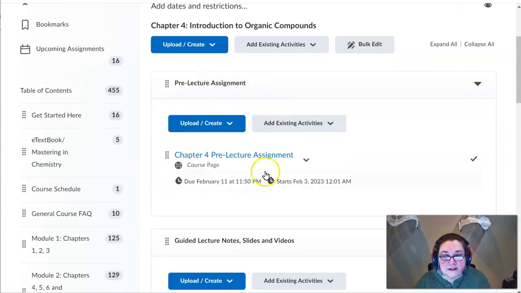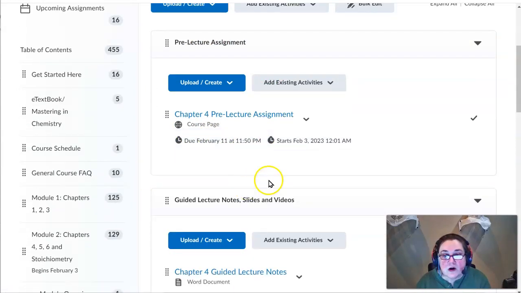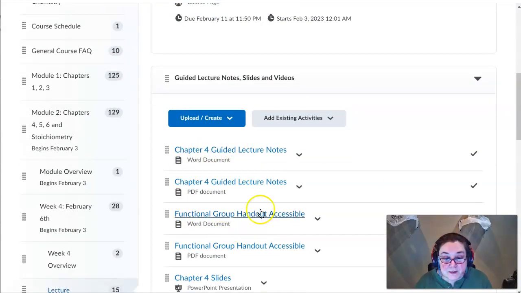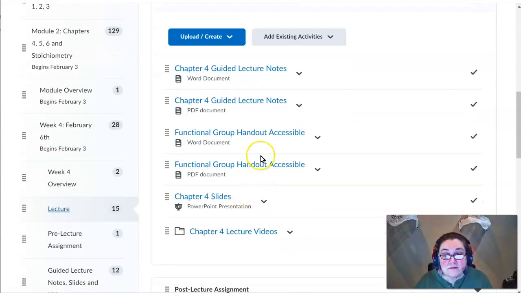With your lecture, there is a pre-lecture assignment that you work on after reading the textbook, and you can use the textbook to help you find those answers, meant to be answered quickly. There's the chapter 4 guided lecture material with handouts. Pay attention to these handouts. One is in a Word document format and the other is in a PDF format, so you can choose what downloads best to your computer.